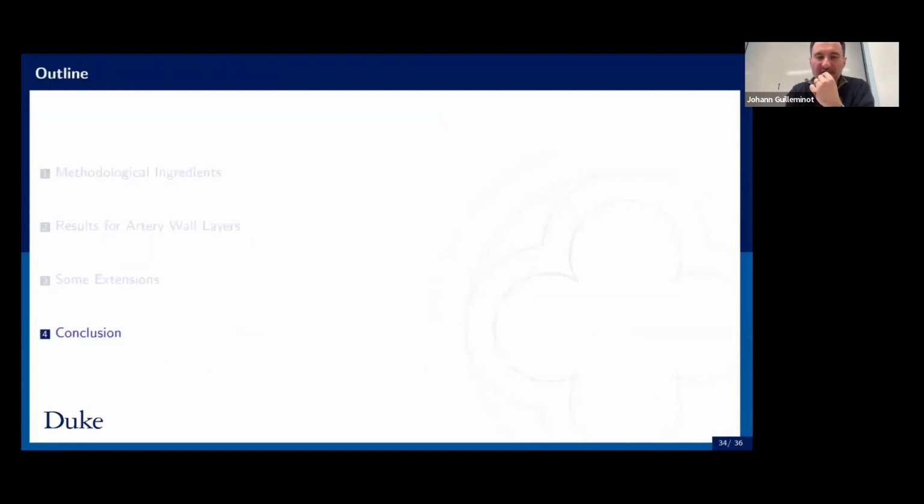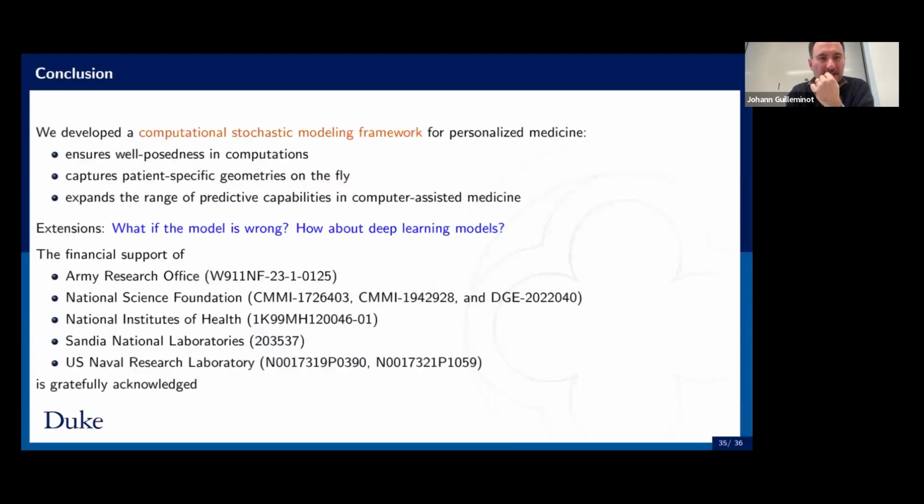All right, so this brings me to my conclusion. I've tried to do two things. First of all, I spent quite a bit of time introducing some of the work we did, developing computational stochastic modeling frameworks for personalized medicine.